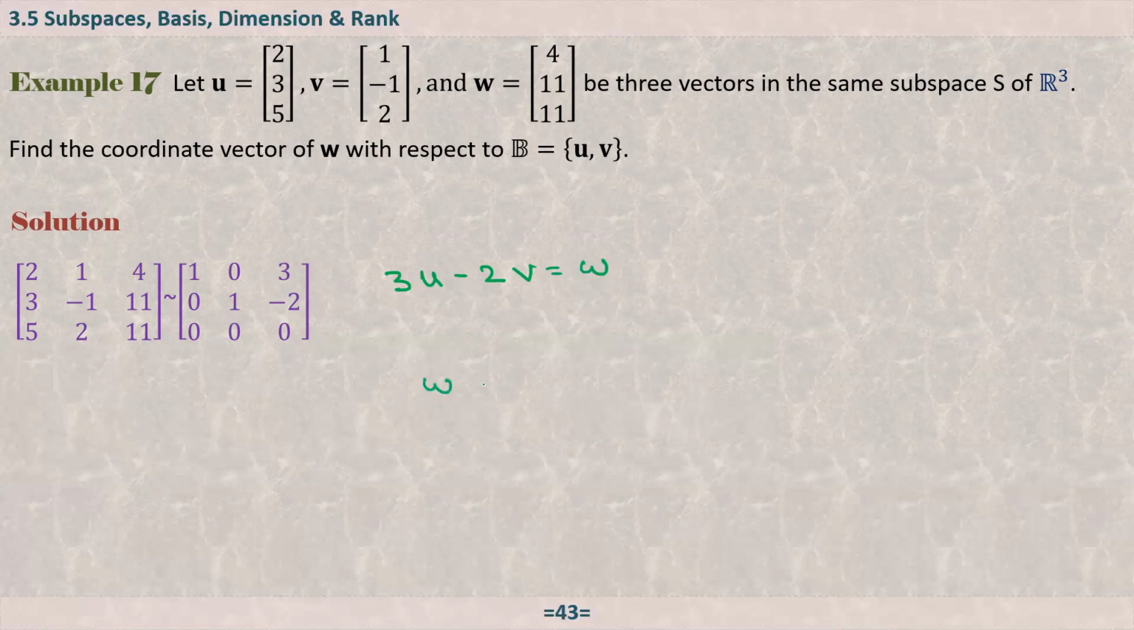So the coordinate vector of W with respect to the given basis is, what is it? It is (3, -2). Okay, that's all about subspaces, basis, dimension, rank.